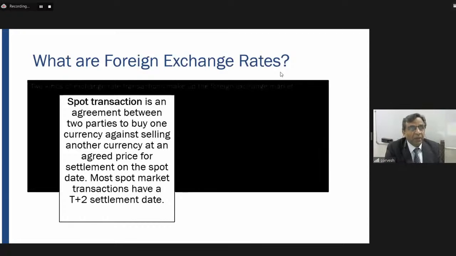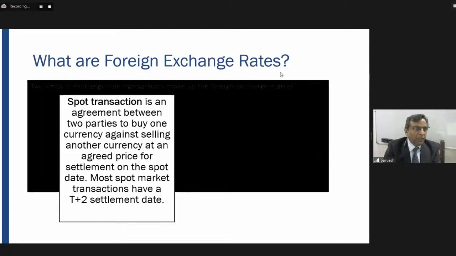A spot transaction is an agreement between two parties to buy one currency against selling another currency at an agreed price, which is called the spot price or settlement price. Most spot market transactions have a T+2 settlement date. Whenever the transaction happens, within 2 days the delivery and payment happen. So it's called T+2. This is the market where we do a transaction for our immediate requirement of foreign currency. If you are an importer and have to make a payment to someone immediately, you will have a spot transaction.